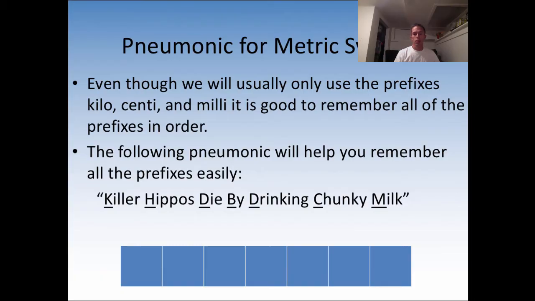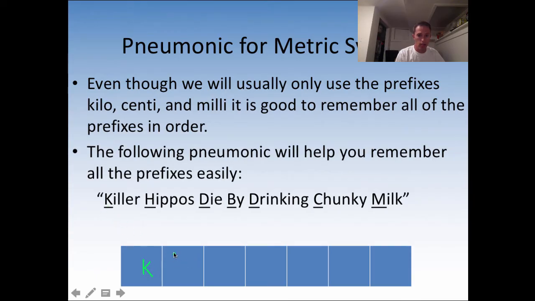So the mnemonic that we're going to use is killer hippos die by drinking chunky milk. And here's how that's going to help us. Let me show you. Let me find a better color here. Green, okay. So killer hippos die by drinking chunky milk. If you look at the first letter of each word in this saying, that first letter is going to be the letter that we're going to put in each one of these boxes. So we'll draw 7 boxes across, and then we're going to label it.